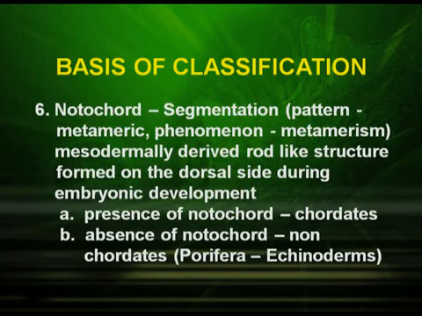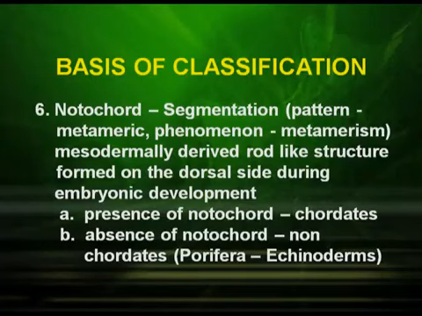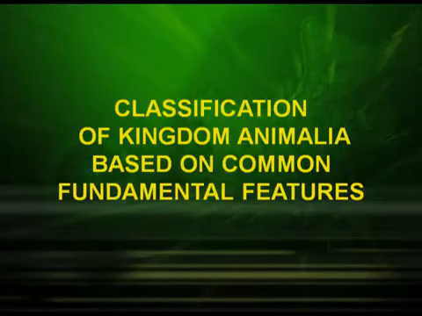The presence of notochord is another important criteria. The notochord is a mesodermally derived rod-like structure formed on the dorsal side during embryonic development. Organisms which possess a notochord are referred to as chordates and organisms which do not have a notochord are referred to as non-chordates. Now, let us have a quick look at the classification of kingdom Animalia based on common fundamental features. We will now start with the non-chordates.